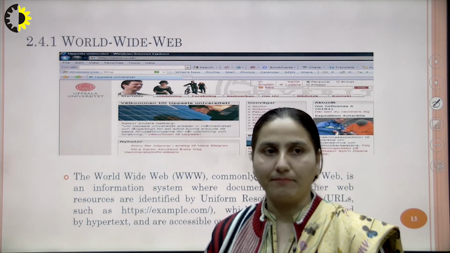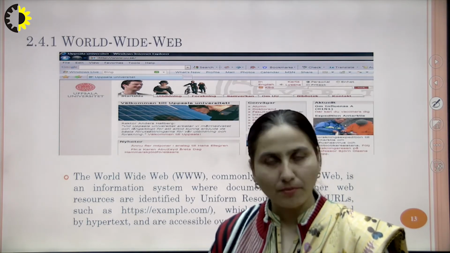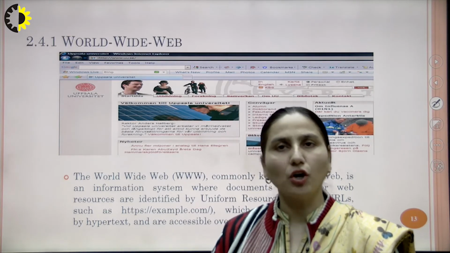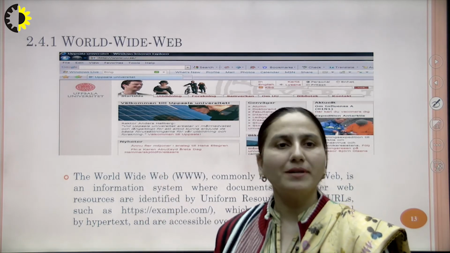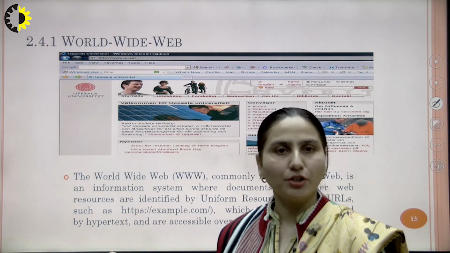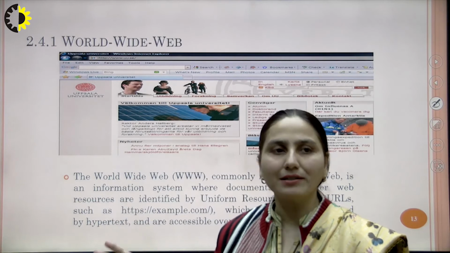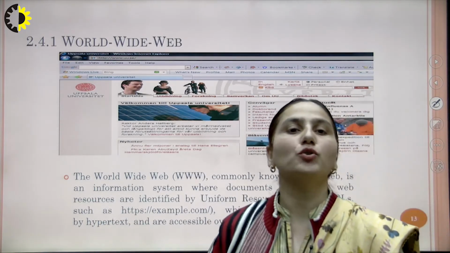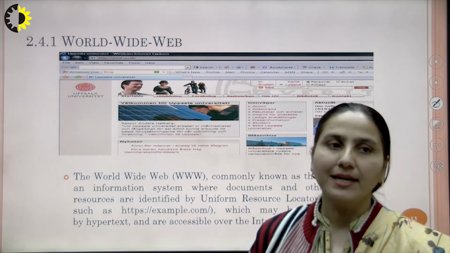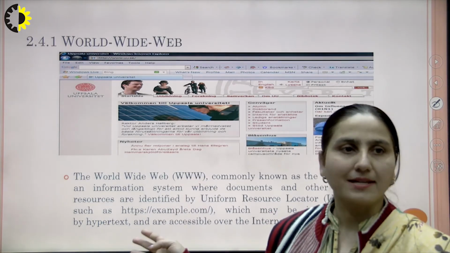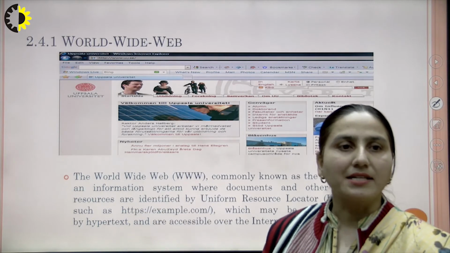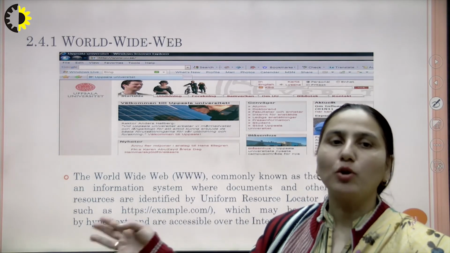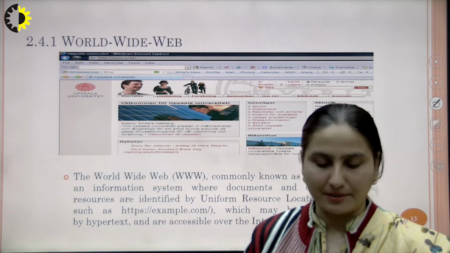That is the important thing. It is basically the information system which maintains all the information, and it will have different documents. All these different documents and other web resources are identified by the URL, that is, the uniform resource locator. As you can see here, for example HTTPS, hypertext transfer protocol, example.com, which may be interlinked by hypertext, and they are accessible over the particular network.